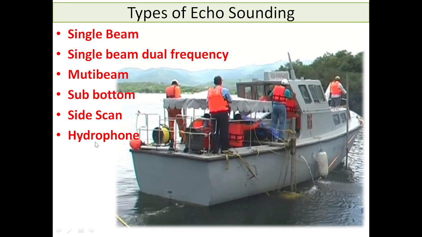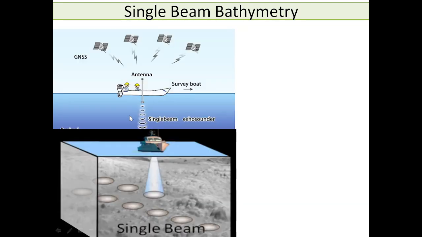So this picks up noise. This picks up only noise alone. All other instruments pick up noise plus data. So noise plus data minus noise will give you only the signal, which is the bathymetry. So the true bathymetry. So this is a single beam bathymetry in a pictorial view, where, as I told you, the sound goes down and then touches the bottom and comes back.